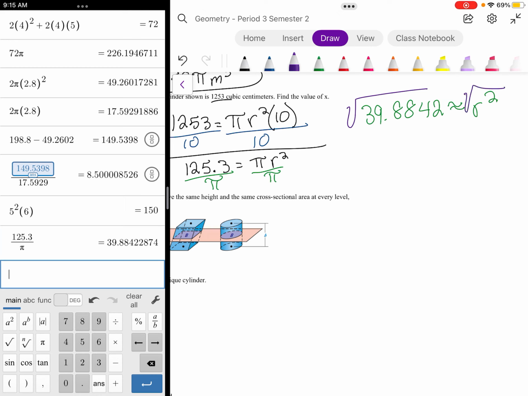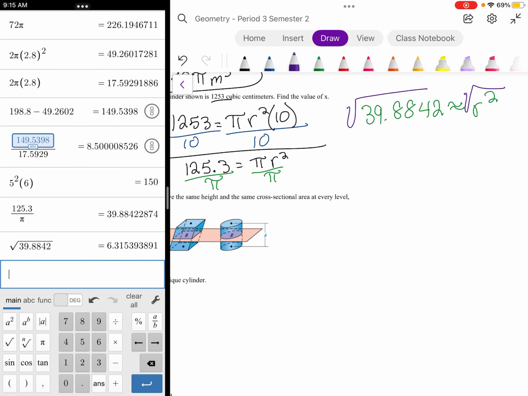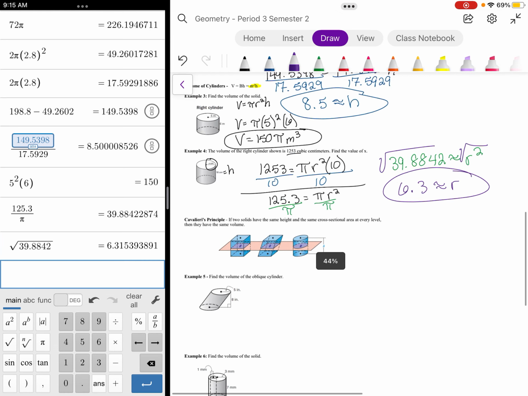And our final step to figure out what just r is, we're going to take the square root of 39.8842. So we get about 6.3 for our radius. And that's our answer.